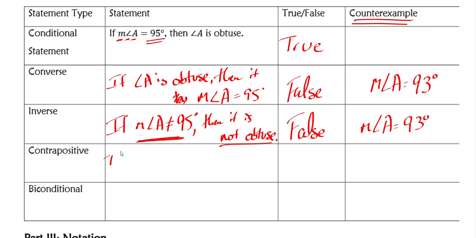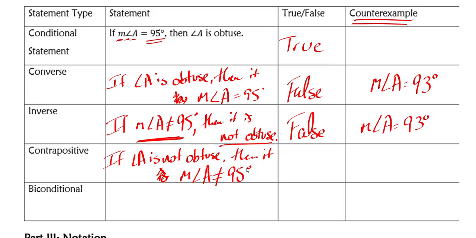Contrapositive means we're flipping it and negating both parts. If angle A is not obtuse, then the measure of angle A is not 95 degrees. That is true. If it's not obtuse, it can't be 95 degrees because that's an obtuse angle. That one is true. So again, you see that these are logically equivalent. If one's true, the other's true. Same thing here. These two are logically linked together. If one's true, the other one has to be true.